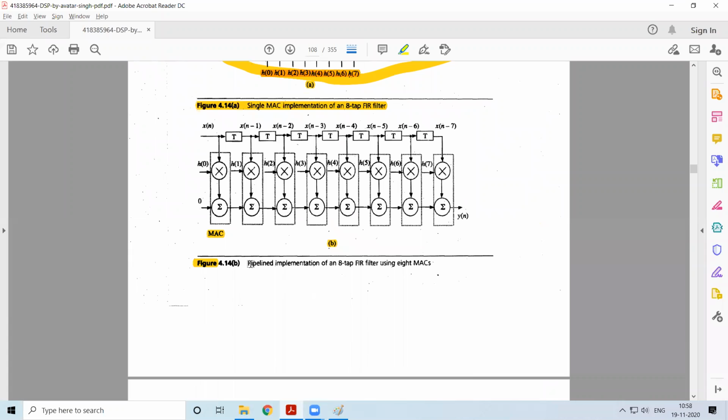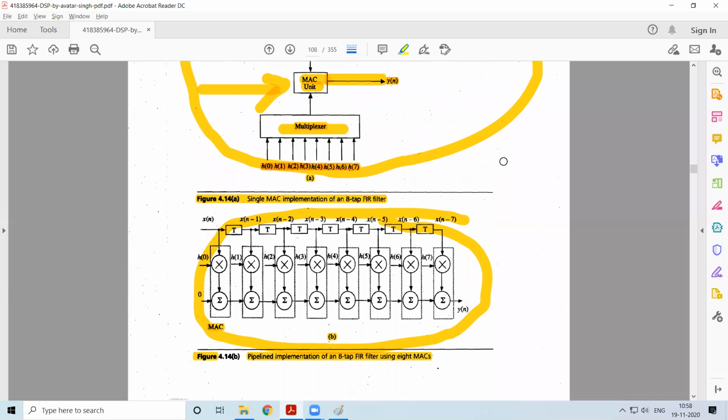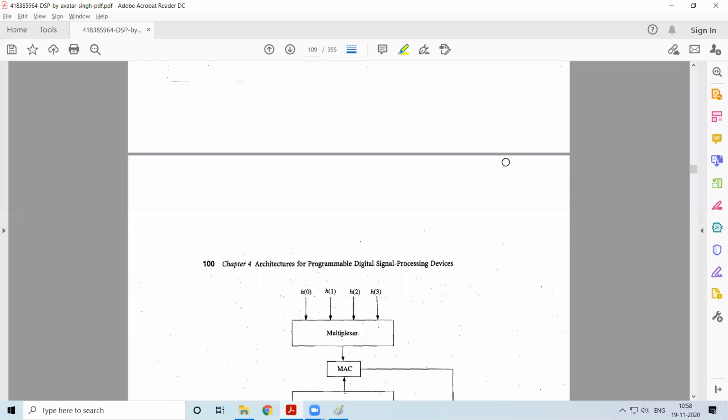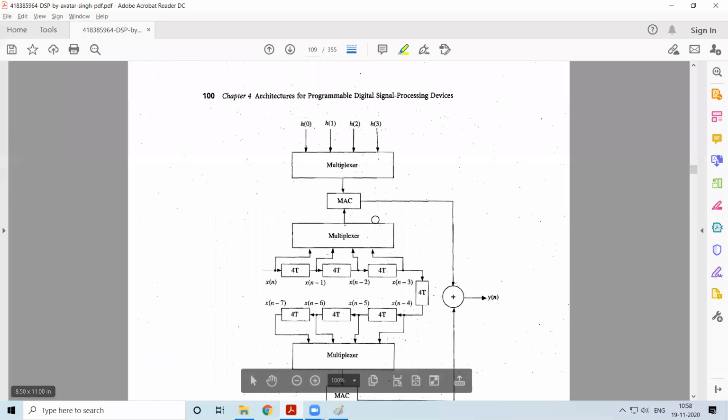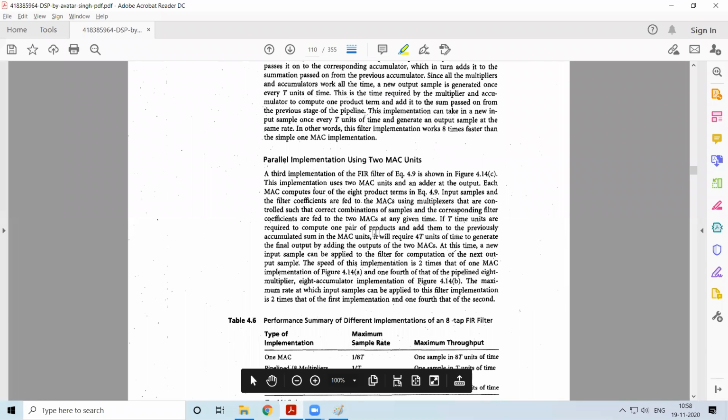Here again we have pipeline implementation for the FIR filter. This is again dependent on the previous equations we had discussed. So this again improves the speed with which the DSP executes. But the problem with these things is that it again increases the cost. The same thing is specified over here.